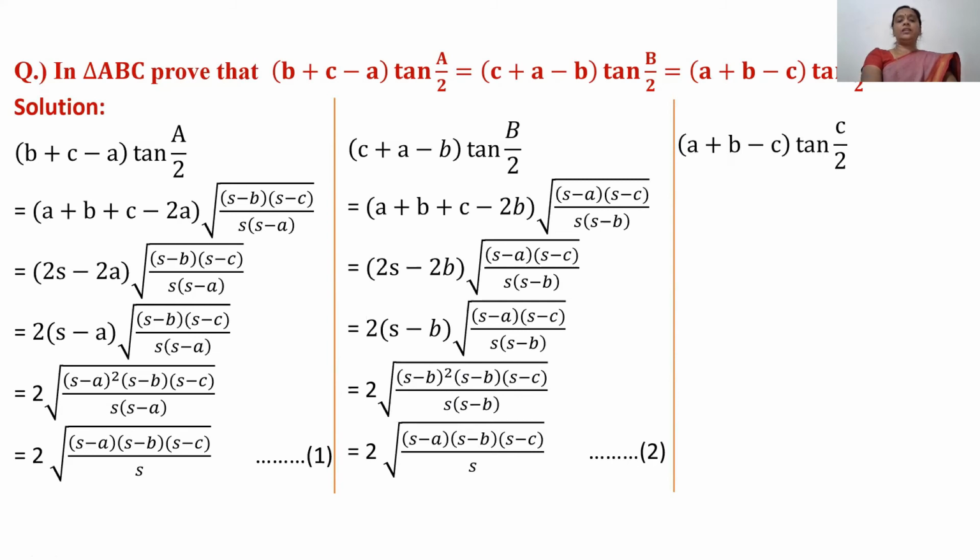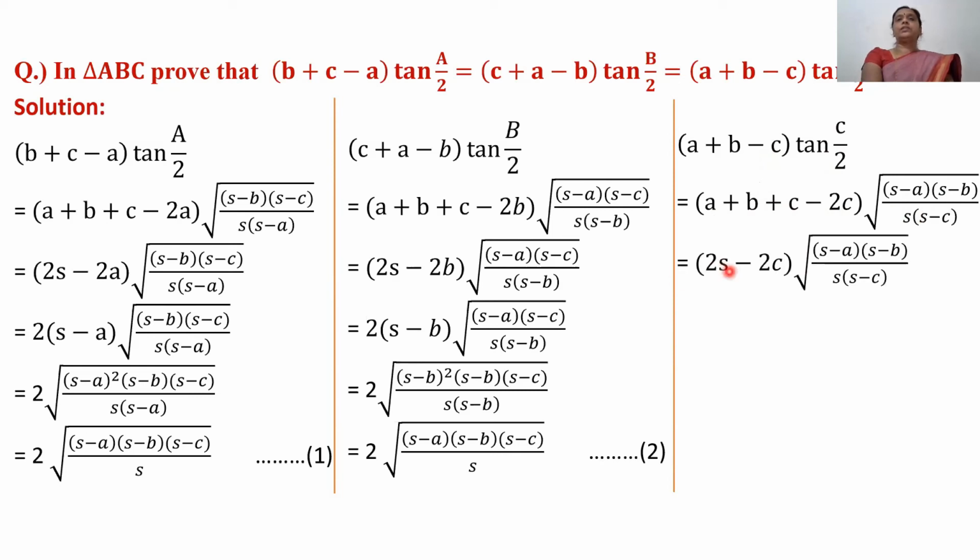Then see the third. This is A plus B minus C into tan C by 2. Now again here I don't need this minus C, therefore you add 1 of the C and subtract 1 of the C, and this will be equal to, in the bracket, A plus B plus C minus 2C, and this under root S minus A, S minus B divided by S into S minus C, the value of tan C by 2 according to the half angle formula.